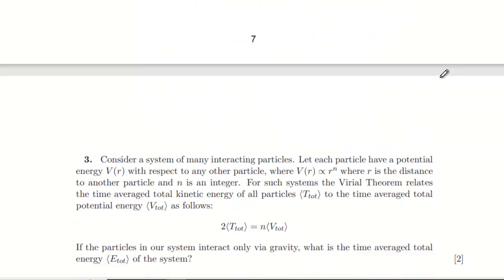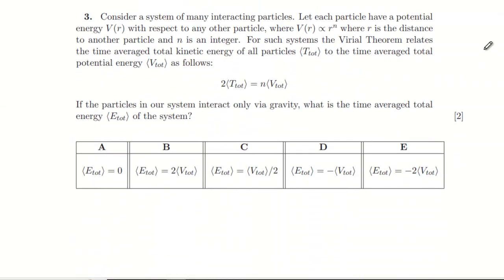So far so good. Right, this looks a bit more involved. Consider a system of many interacting particles. Let each particle have a potential energy V(R) with respect to any other particle, where V(R) is proportional to R^n, R is a distance, and n is an integer. For such systems, the virial theorem relates the time average total kinetic energy of all particles to the time average total potential energy. Right, anyway, they've given us an equation, I think is all we need to know about that.